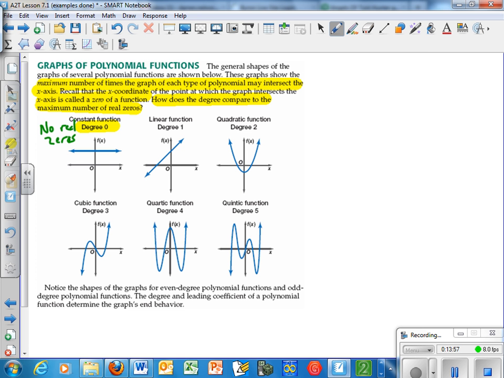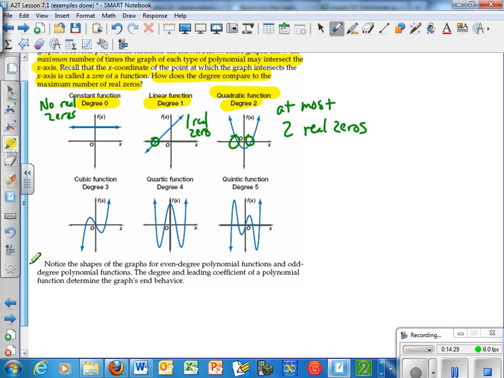A linear function, okay, is a line. The degree is 1. Notice it has at most 1 real zero, 1 intercept. For a quadratic function, degree is 2, so it's like you got x squared. So at most 2 real zeros. Notice when we say real zeros, that's how many times at most can it go through the x-axis? 2.